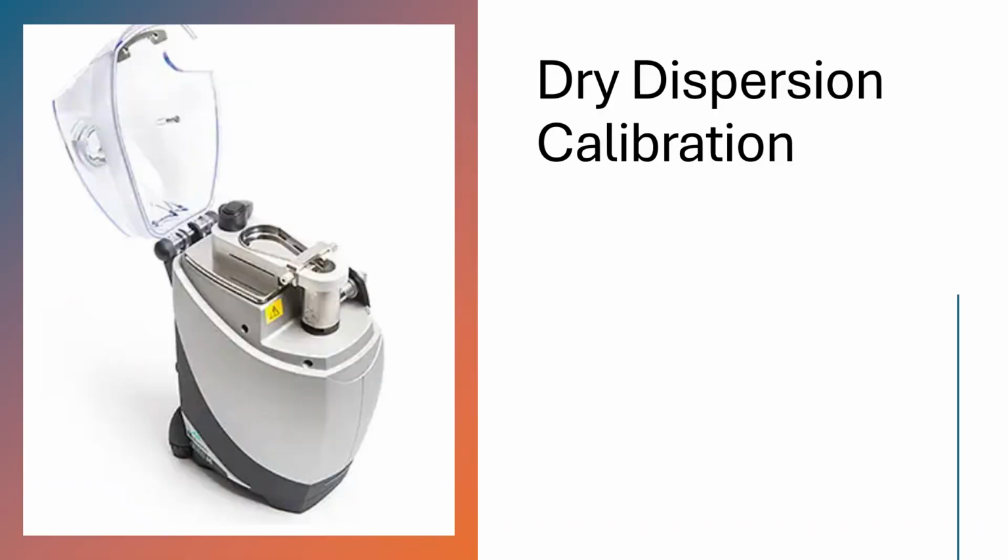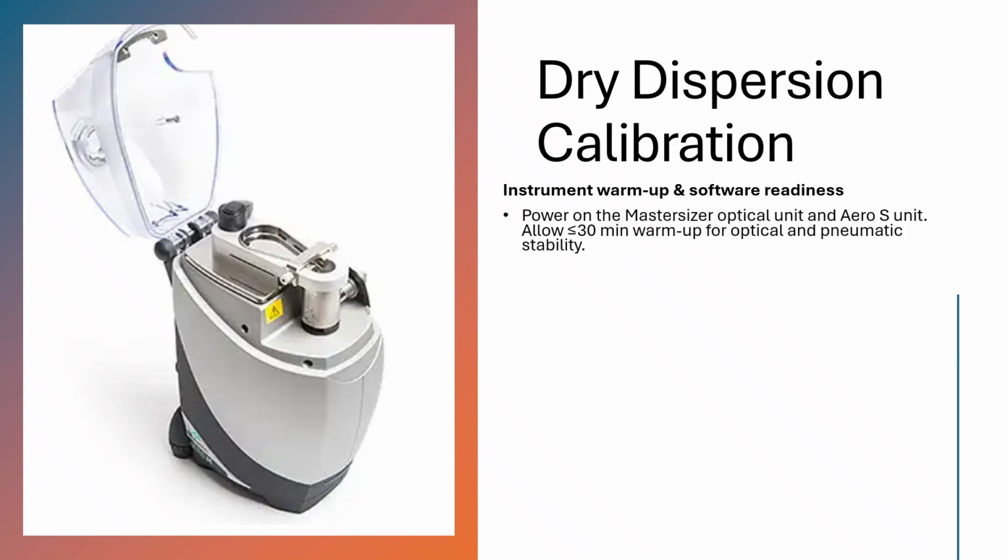So now the second one is the dry dispersion calibration, which is used for dry materials. So the first step is instrument warm up and software system readiness. So power on the Mastersizer software system, optical unit and LOS units, and allow 30 minutes warm up for optical and pneumatic stability, right? And then the next step will be the cell insertion, which triggers the auto alignment.